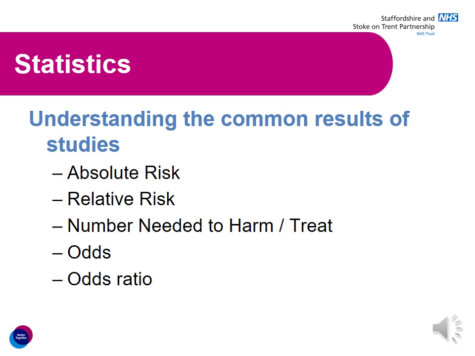So the common results of studies that you're likely to see will include things like absolute risk, relative risk, the number needed to harm or the number needed to treat, and the odds ratio. So we'll just go through those one by one to give you an idea of what each one means.